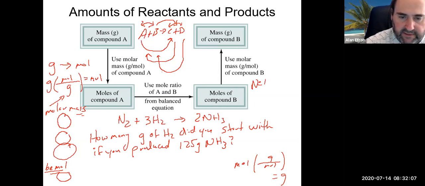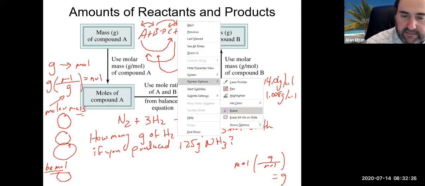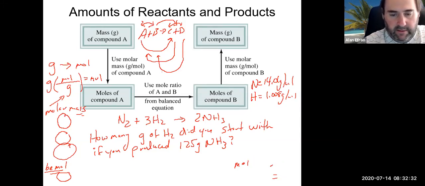Nitrogen is 14.01 from the periodic table. Hydrogen is 1.008 grams per mole. So in this one, we want to know how many grams of H2 we would start with if we made 125 grams of NH3. Give that a go. I will as well, because I just made that up. So we'll see how we come out.